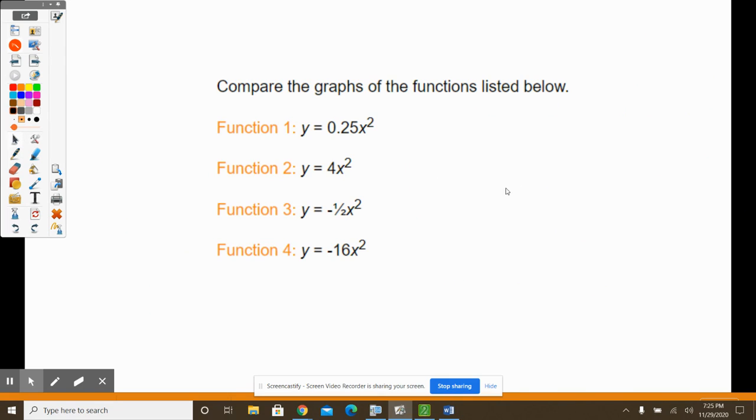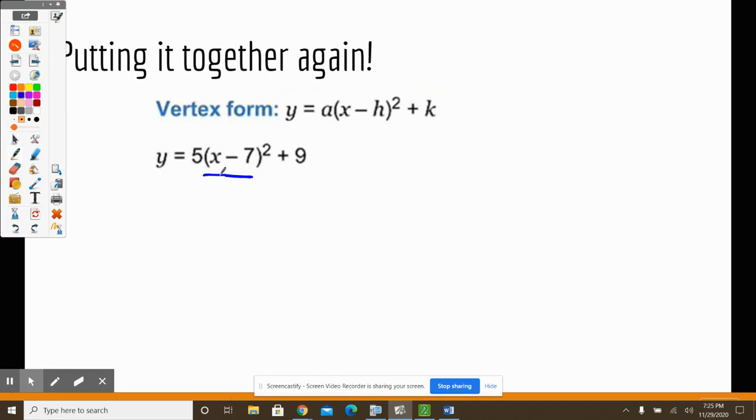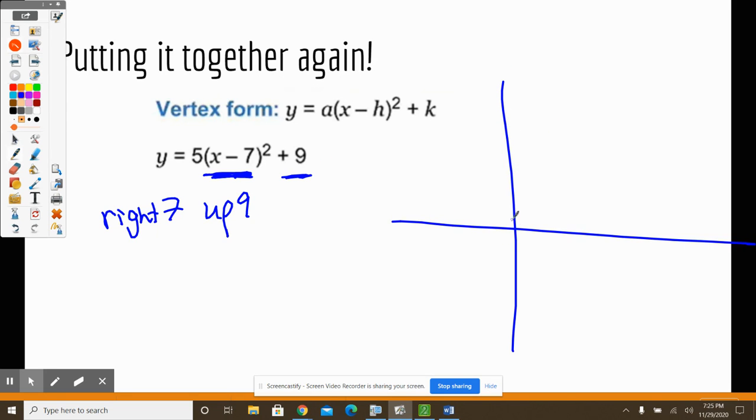Okay, so let's put it all together. Here we go. What is my vertex? I'm going to change the sign. I'm going to go right 7. I'm going to go up 9, and that is my vertex. So do that first. Right 7, up 9, and that's my vertex.